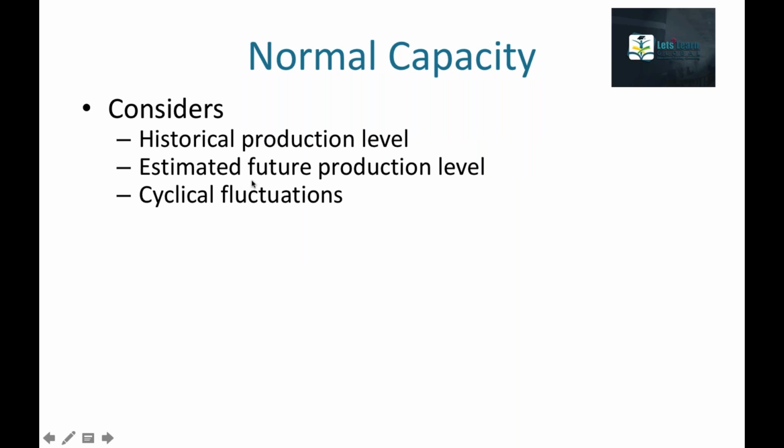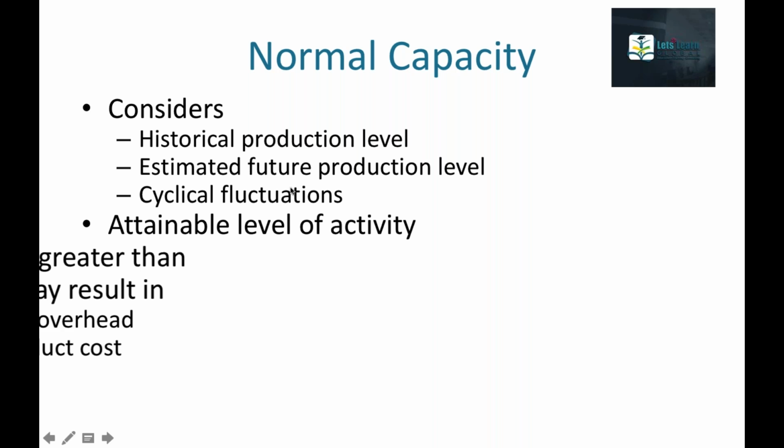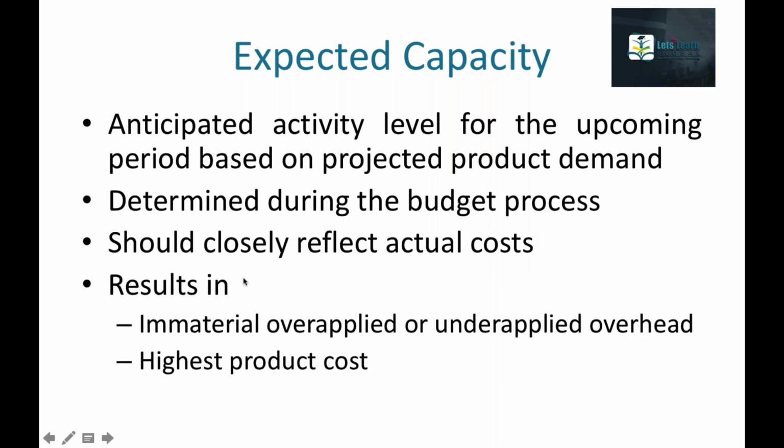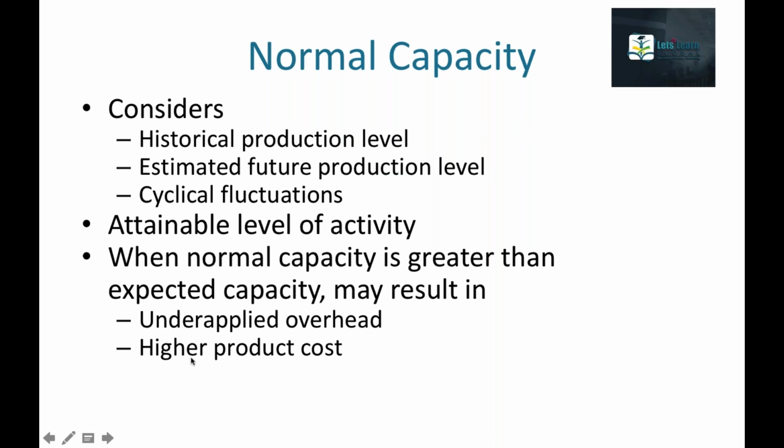That's the reason why you need to use normal capacity based on the historical production level. Estimate the future production level, and identify some fluctuations. From this you will find out the attainable level of activity. After calculating normal capacity, you consider that 80% can be attained, or 90% with close supervision. That should be used, and that is going to make the production cost a little higher.